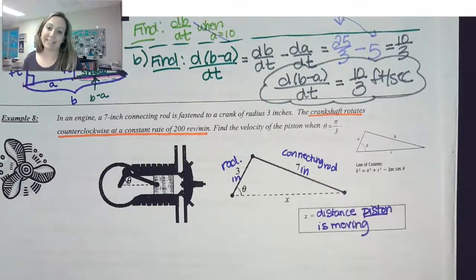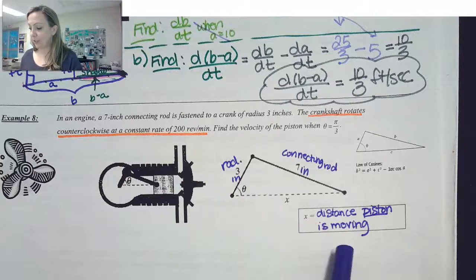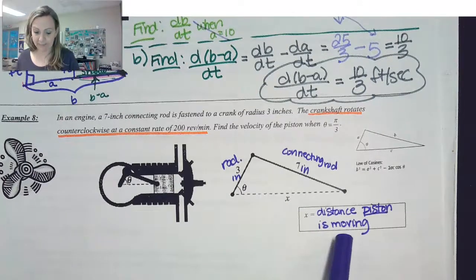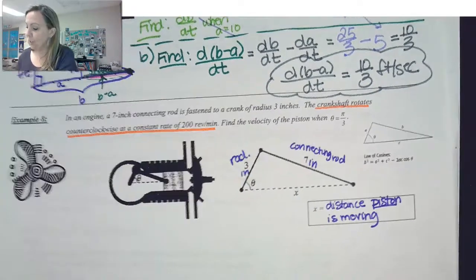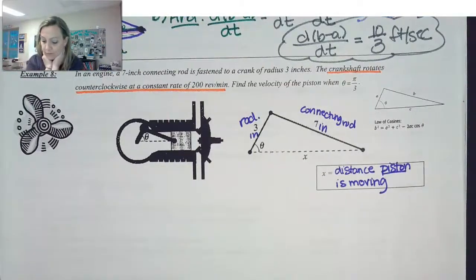And again, the velocity is the derivative of the distance. So if it wants the velocity of the piston, then that's looking for dx/dt, essentially. So we have a couple things that we want to do in our setup. That's our step 0: now we need an equation, and then we need a given rate and what we want to find.